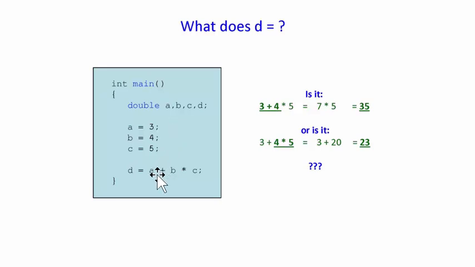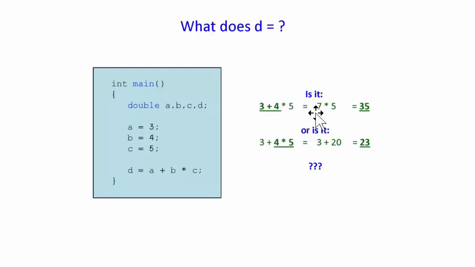Okay, so then we get down here and we're like, D is equal to A plus B times C. All right. Well, wait a minute. Let's think about this. Is this answer going to be 3 plus 4 times 5, where you perform 3 plus 4 first?